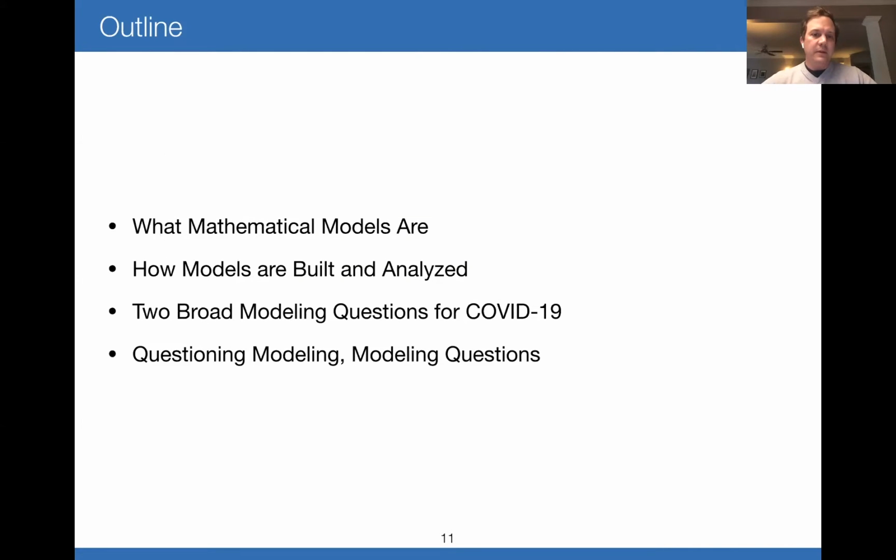So the outline for the talk today is to introduce to you what these models are, how they're built and analyzed. And the first two are going to talk about models in general, and then move into speaking about how the models have specifically been used for the COVID response. And then wrapping up with how the models that have been developed by scientists are then translated and percolate into the news and public health policy environments.